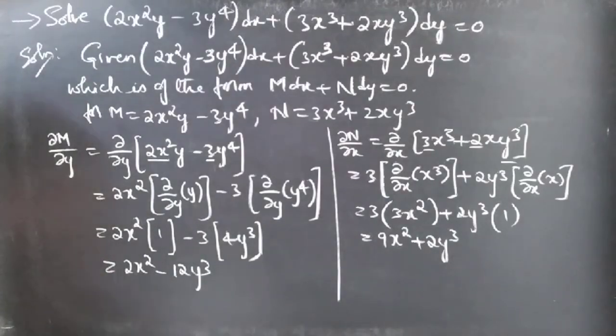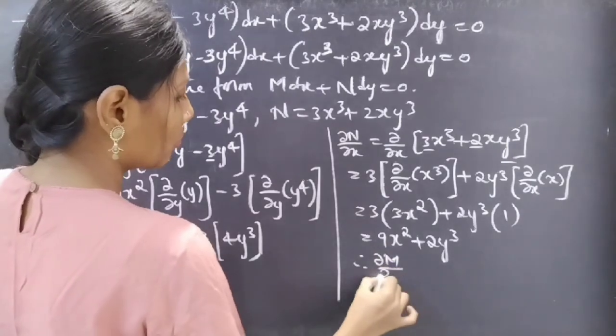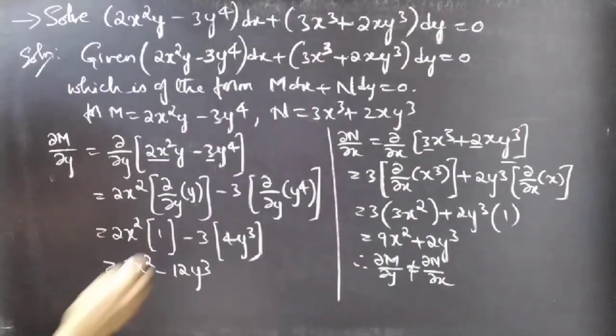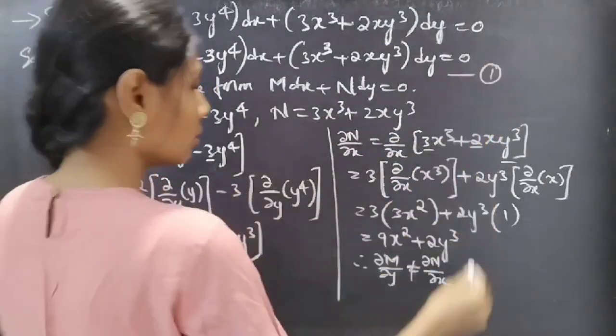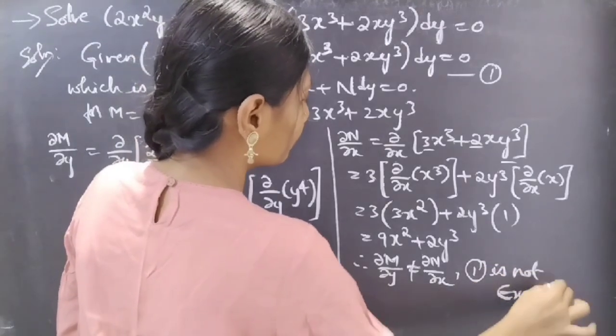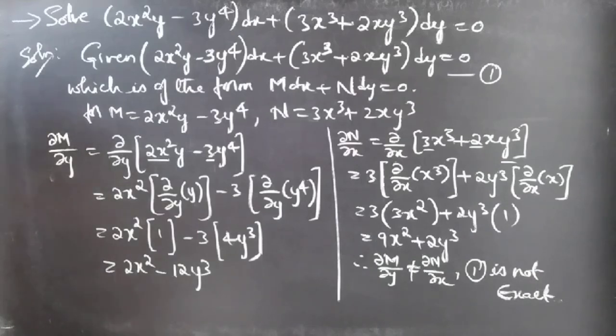Now compare these, which shows that the partial derivative of M with respect to y is not equal to the partial derivative of N with respect to x, right? So therefore ∂M/∂y is not equal to ∂N/∂x. This shows that the given differential equation is not exact, right? Now in order to solve this problem, we have to reduce this non-exact equation to an exact equation, okay? And later we'll see.